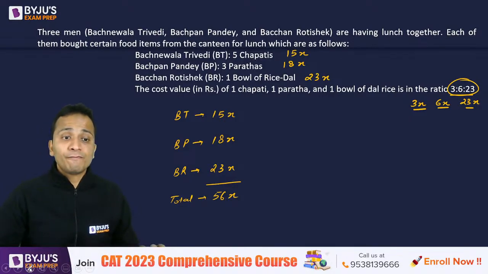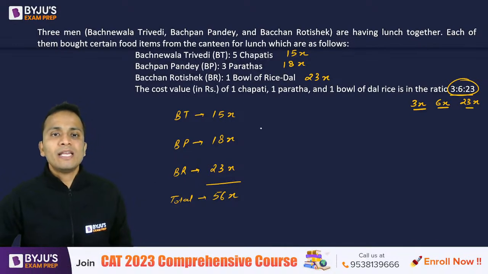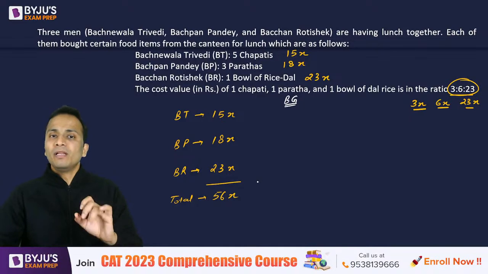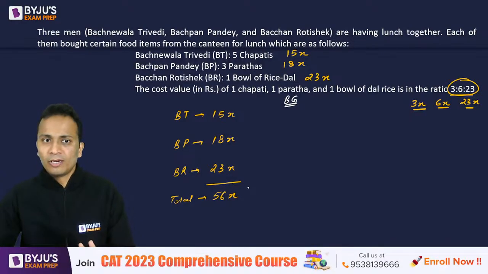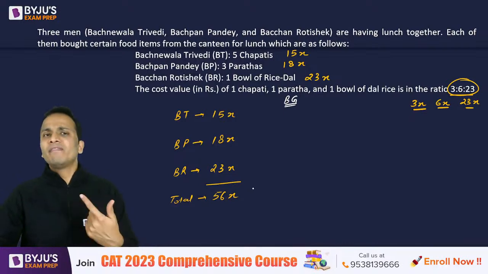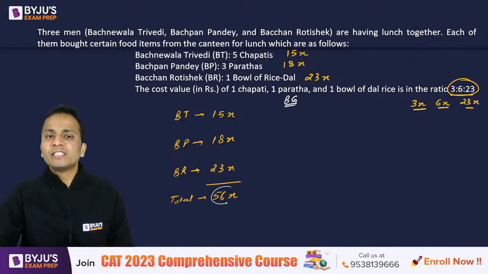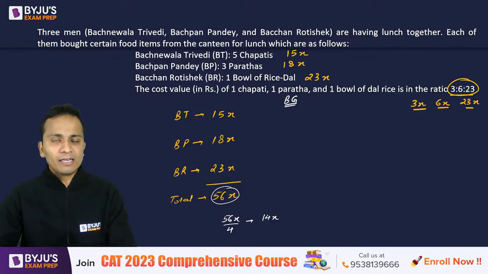Now, once the fourth person comes into the picture, whose name is Badman Grover, we call him BG. Once he comes in the picture, these four people divide everything equally, right? So they will divide chapatis equally, parathas equally, rice bowl equally. So this 56x will also be divided in 4 equal parts. 56x upon 4 will be 14x. So BG will get a total of 14x, right? Am I clear? So BG will get a total of 14x.